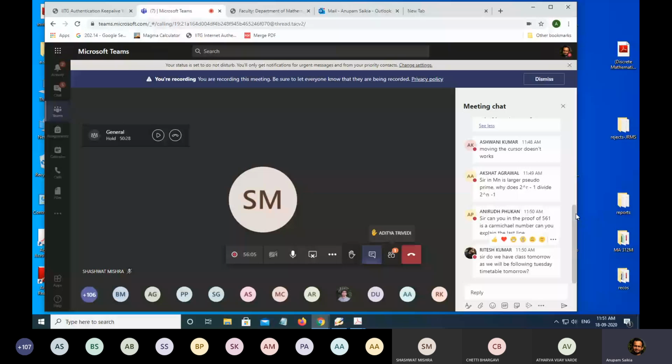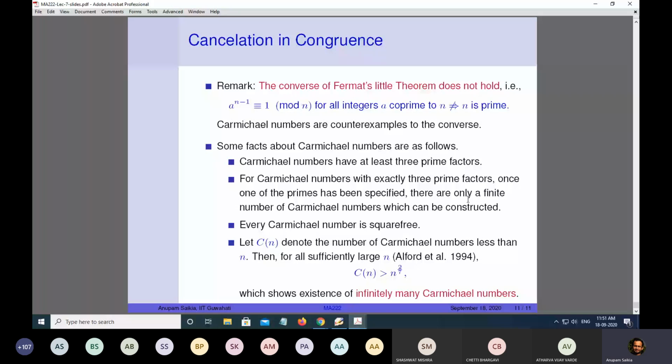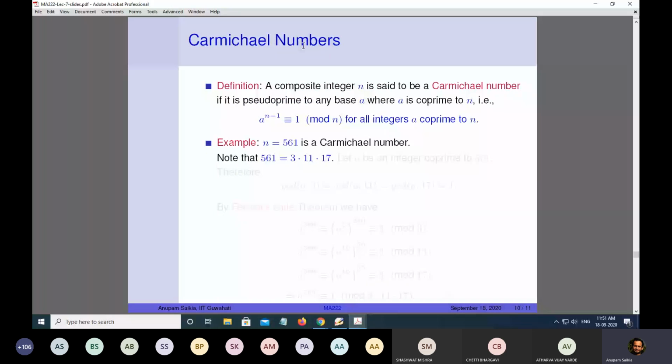Okay, sir, in the proof for 561, can you explain the last line? Okay, let me explain the last line in the proof. Sorry, these headings were a bit misleading. I corrected all the typos, but this common heading is already there. Anyway, so this is actually about Carmichael numbers. Okay, so 561 is a Carmichael number.